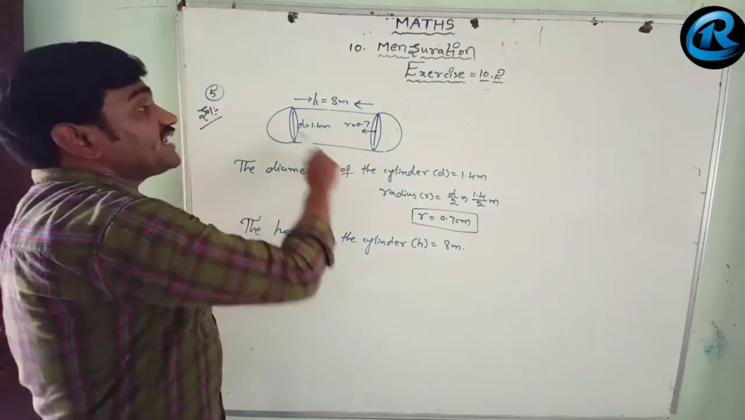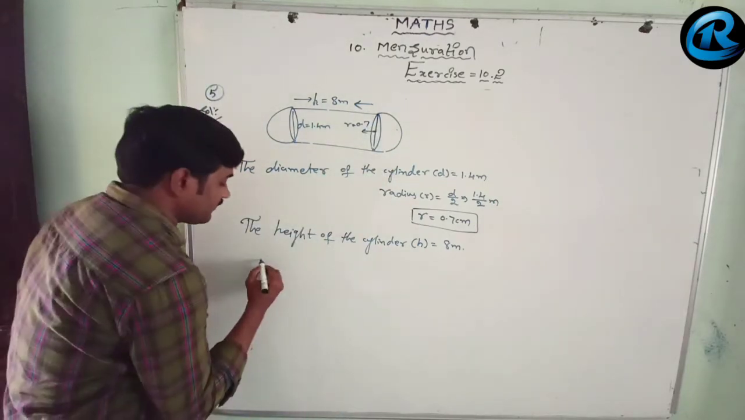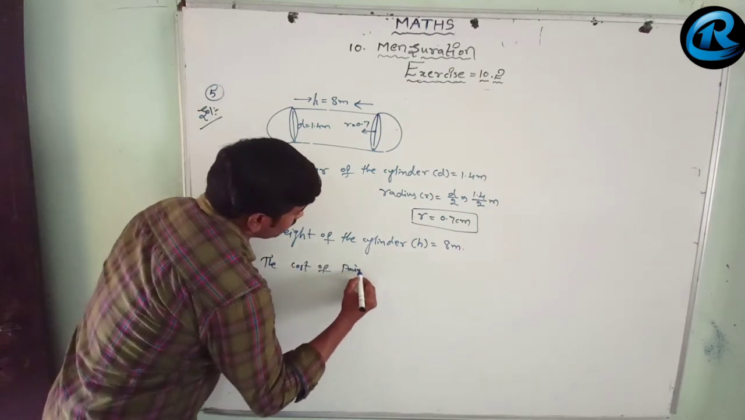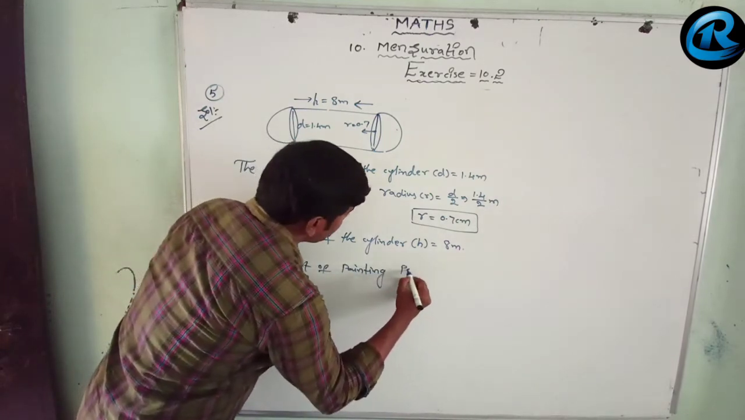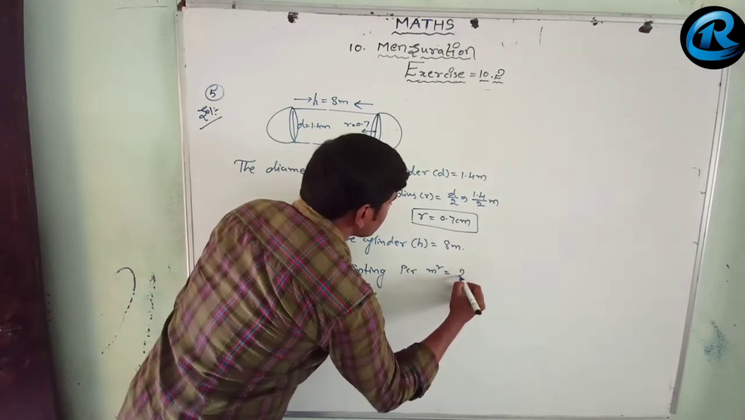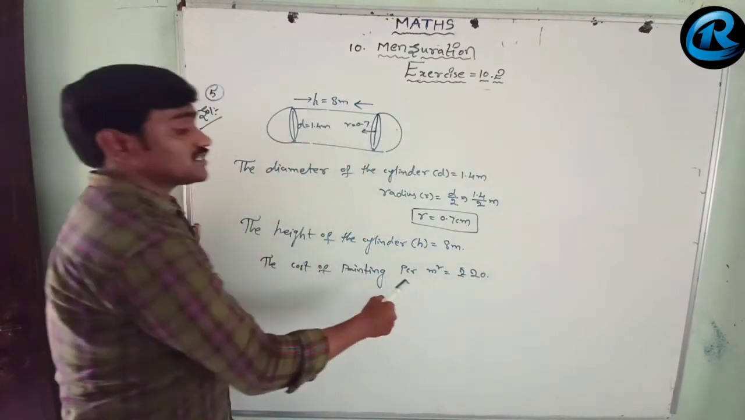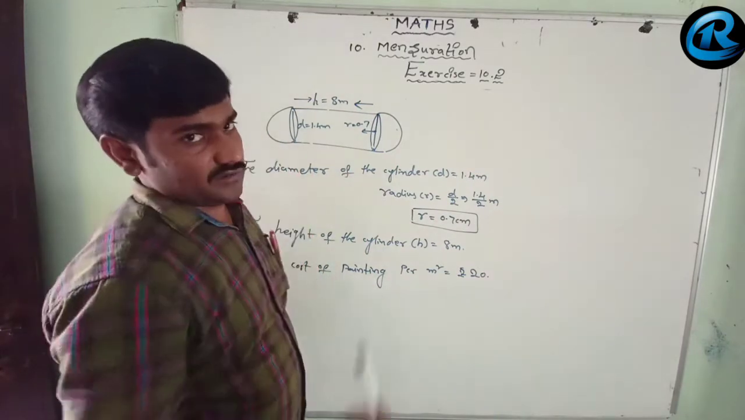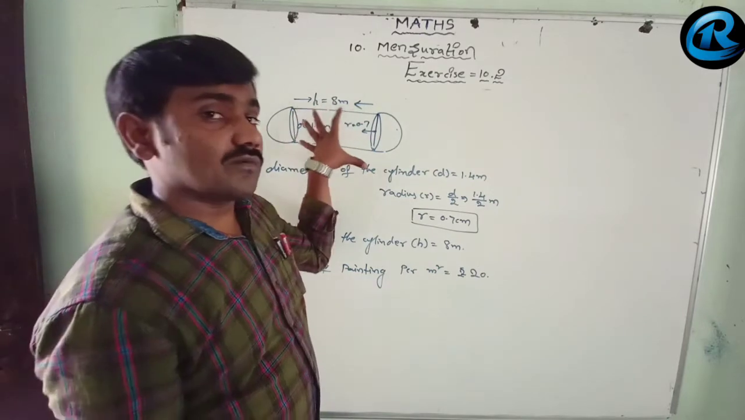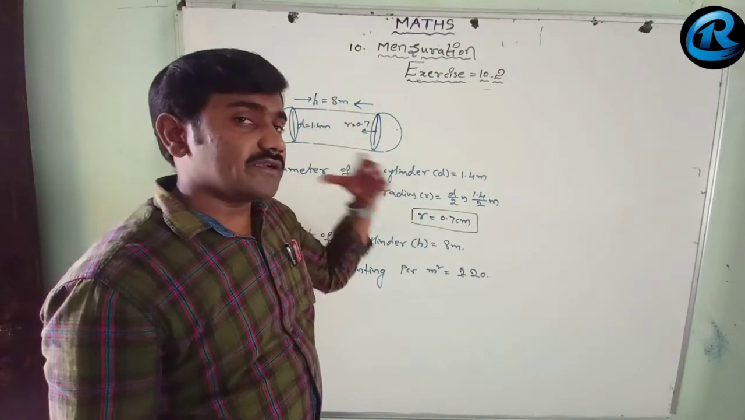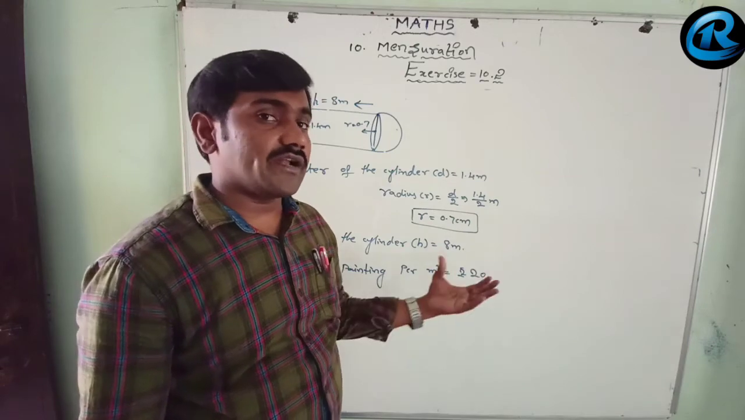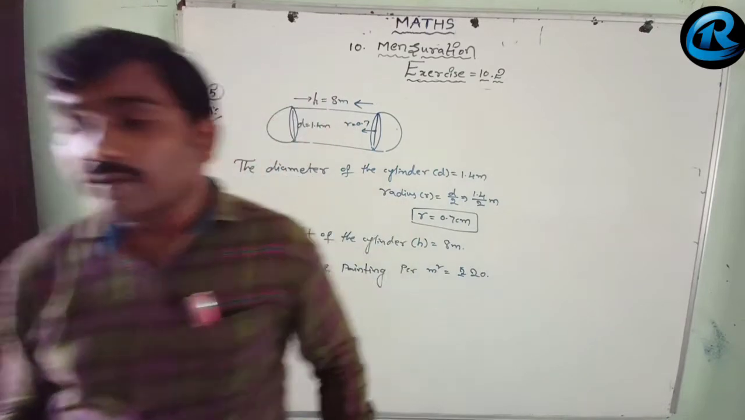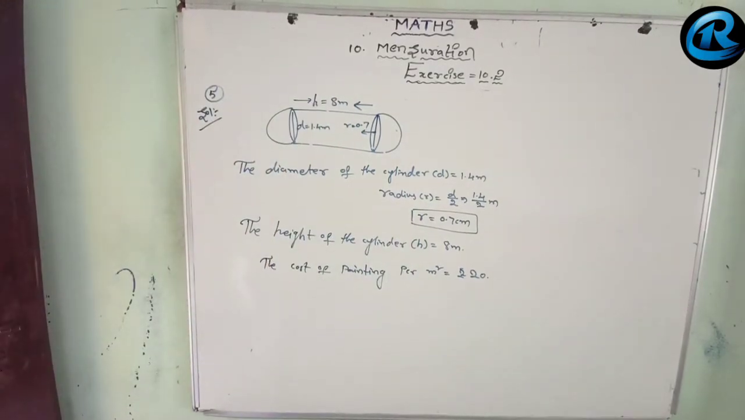So the cost of painting per meter square is equal to rupees 20. That means for one meter square the cost is 20 rupees. We have to find out how many meter squares there are in total. Suppose it is 100 meter squares in total. Then 100 into 20, that is 2000 rupees will cost for painting. So that's what, children.